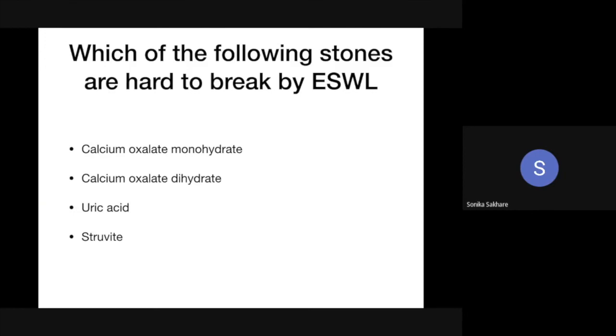Calcium oxalate monohydrate or dihydrate, uric acid or struvite? It's a cysteine stone. It's calcium oxalate monohydrate among the given options. Cysteine is the hardest, I totally agree. But among the given options, calcium oxalate monohydrate happens to be the hardest compared to the dihydrate, uric acid or struvite. Cysteine is no wonder the hardest stone, but after that comes calcium oxalate, that is monohydrate.